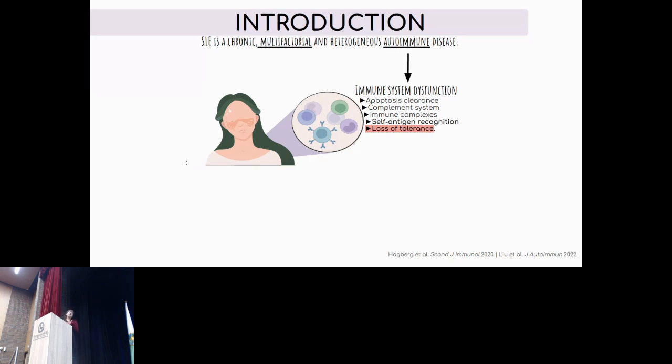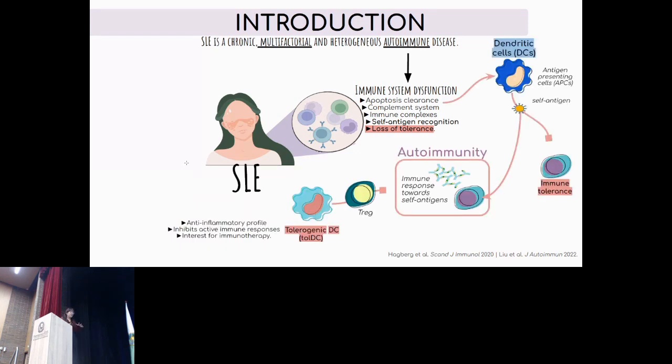Tolerance is the capability that our immune system has to detect and differentiate what is mine and what is not, and to stop self-attack to self-antigens. So this is a key part of the lupus mechanism. And in this context, dendritic cells play an important role.